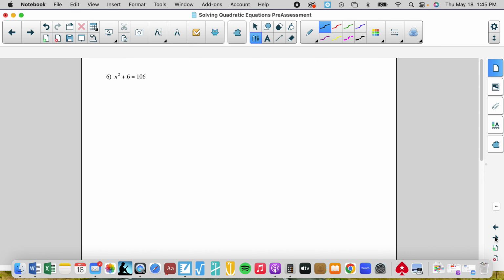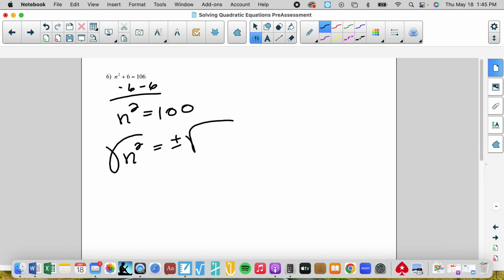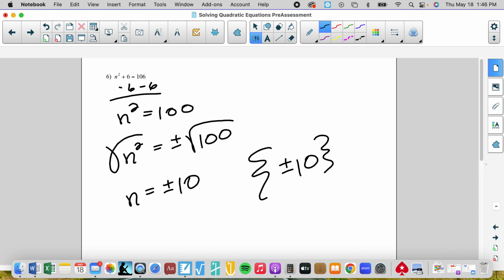Let's isolate n squared before we take the square root. So we're going to subtract 6 from both sides. You get n squared equals 100. We're going to take the square root of both sides. Whenever we take the square root of a variable being squared, we have to input plus or minus. Square root of n squared is n. 100 is a perfect square. So we get the square root of 100 is 10. Plus or minus 10 is my solution.